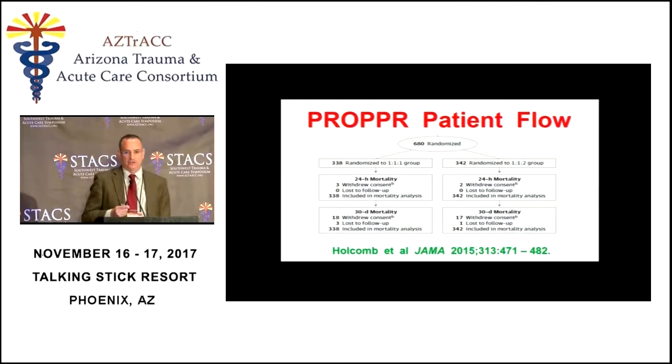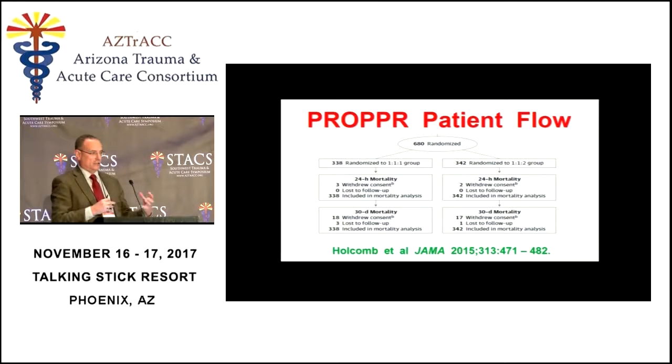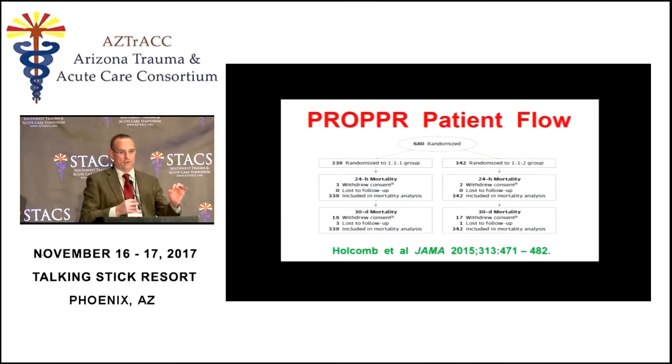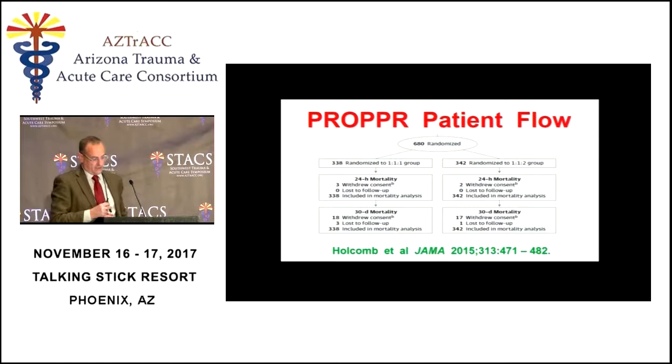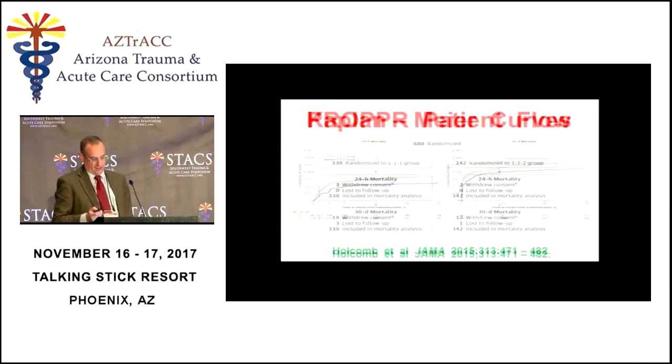Now, this is the proper study. This is a very important study, a randomized trial done at 10 centers in the United States, randomizing 1:1:1 versus 1:1:2, plasma to platelets to red cells. Okay, so now this is getting at what is the ratio that we should be giving. 680 patients randomized, 680 patients followed up.